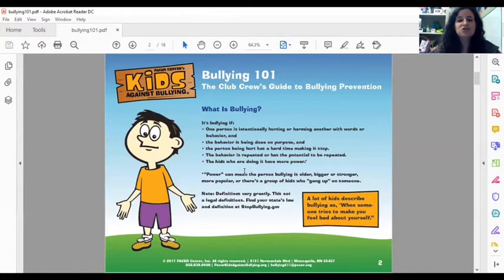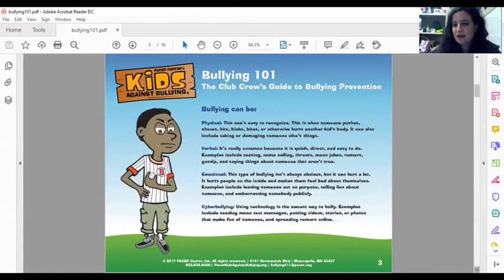And it also says this definition varies greatly. Like I said, mine's a little different, but it's pretty much the same. They just add an extra point, which there's nothing wrong with adding more to it. So a lot of kids describe bullying as when someone tries to make you feel bad about yourself. So there were 4 things that need to be there for the definition of bullying.